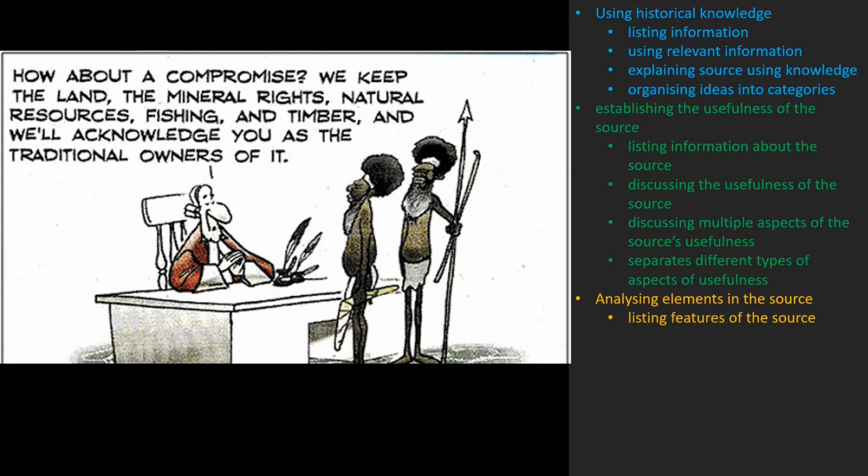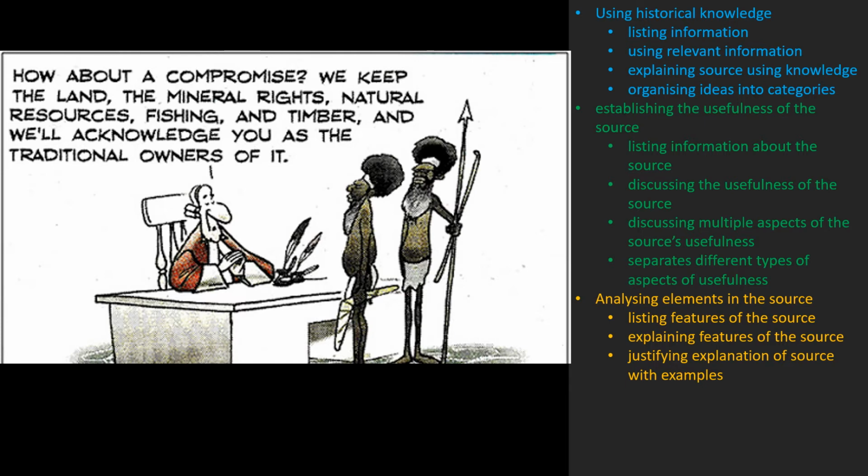If you just list features, there's one man on the left and two men on the right. If I explain features of the source, I go, the man on the left is a judge, possibly a British or a white Australian judge. The two men on the right-hand side are Indigenous Australians. We can see that there's a very different level of technology between the two groups and very different clothing styles. Okay.